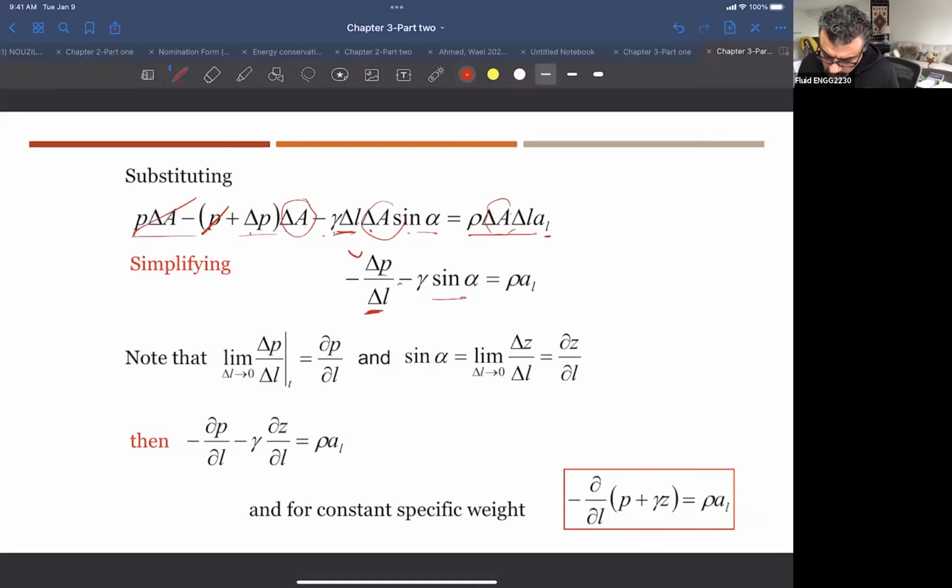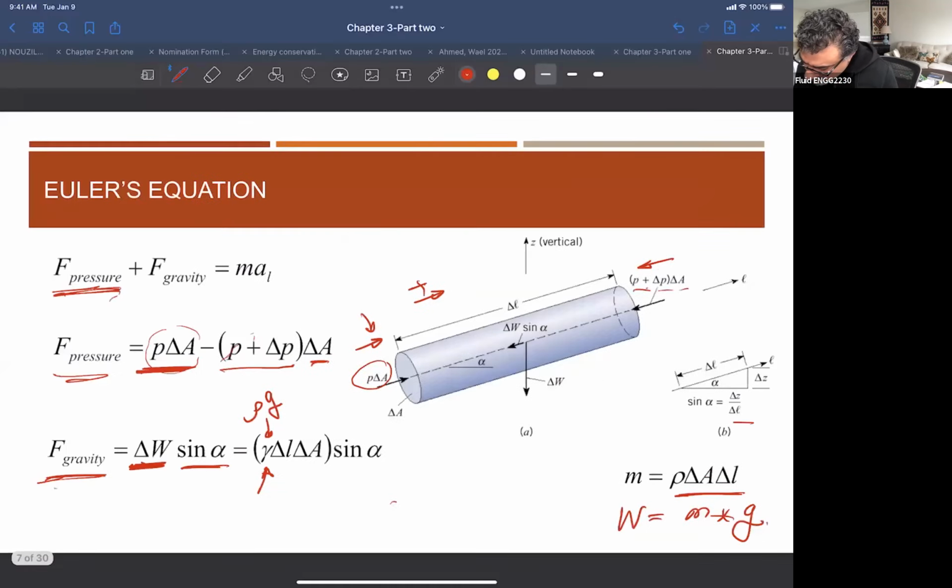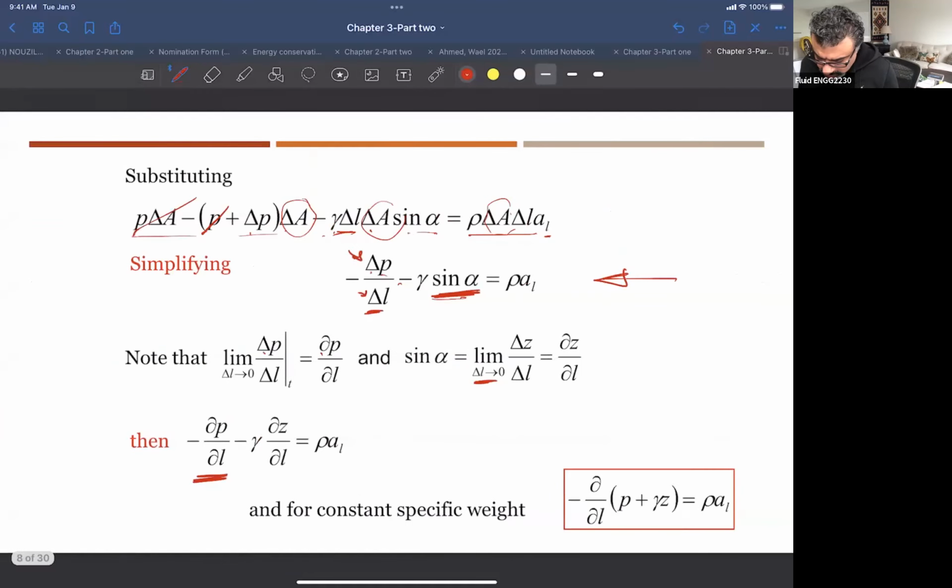So now I can convert all the deltas, right, if I take the limit. If I have a small little element, as much as this element gets smaller, the delta operator will become differential, right? So I can change this operation from delta to d if the element becomes very small. So whatever delta, I can change it to d by d, right? So dz by dl. So now I'm converting this whole equation into dB by dl minus gamma dz by dl. You remember this sine alpha is delta z over delta L, equal to rho times acceleration.